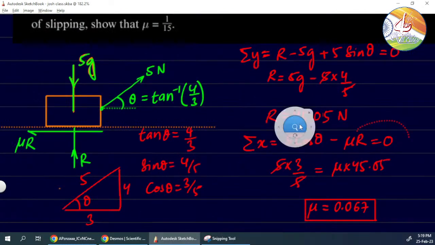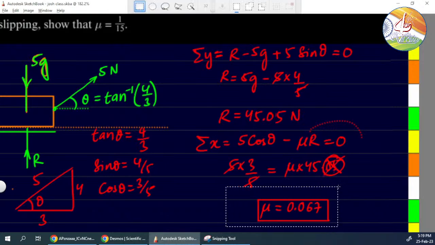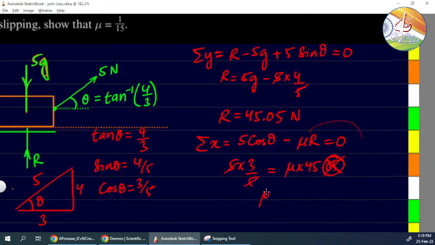Okay, but he wants us to prove 1 by 15. So for 1 by 15 we have to ignore this. If we ignore that, then mu will be equal to 3 by 45. If we cancel this, we will get 1 by 15. So we can just write approx here because we have rounded it off.